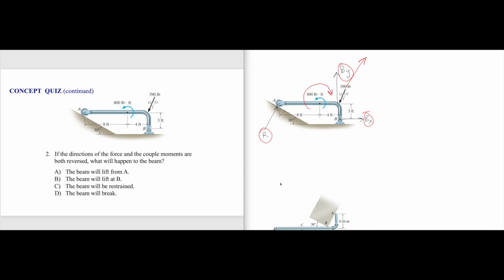The beam will lift from A, isn't it? It'll lift off from A. The beam will lift off at B? No, the option B is not correct, only option A is correct.